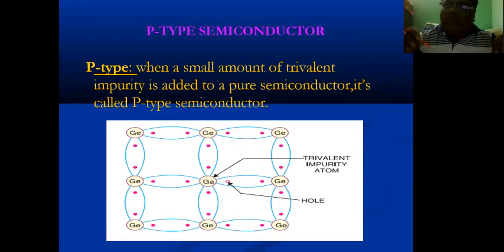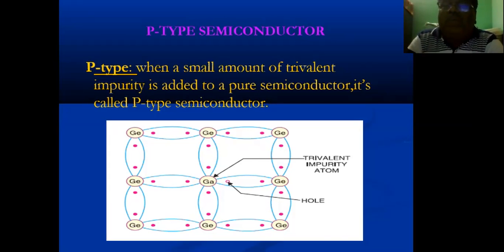When pentavalent impurities are added to a pure semiconductor, it becomes N-type. When trivalent impurities are added to a pure semiconductor, it becomes P-type. That's all. When an N-type semiconductor and a P-type semiconductor are combined, it becomes a PN junction diode. Very simple. N-type plus P-type becomes a PN junction. When they combine at one point, that point is called the PN junction.